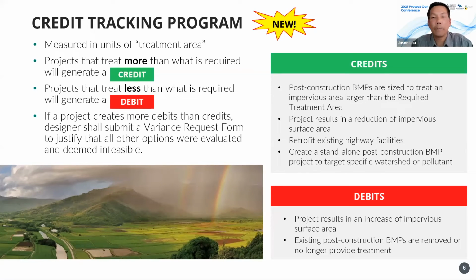Debits can be created if you have more new impervious surfaces, or if you take away existing BMPs. For example, if you had an existing vegetated swale next to your road, but you remove that to install a new shoulder lane, then you'll lose the amount of treatment area that that swale provided.